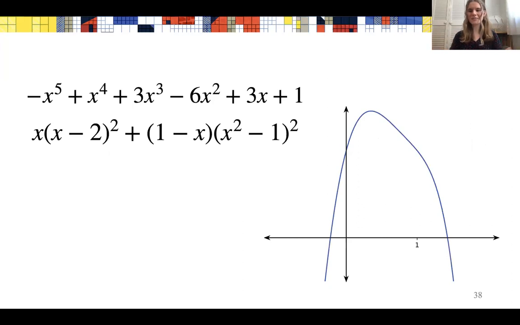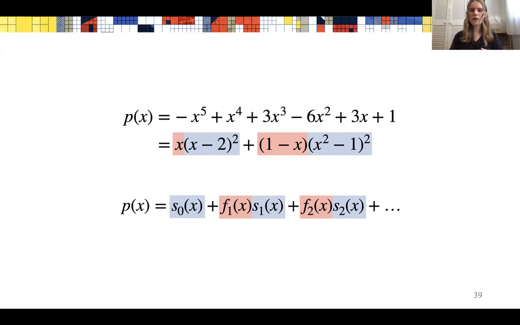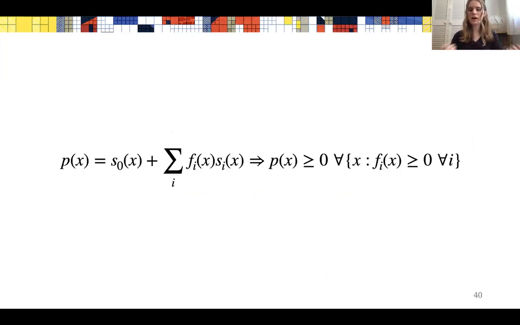And these are actually the exact same polynomial. One of them is just in a different form. In this special form, we have the f's, which are the polynomials that define the domain, multiplied by just sum of squares polynomials, which are represented by s here. And so we know that if we can write a polynomial in this form, then it's definitely positive over the set where the f's are positive.